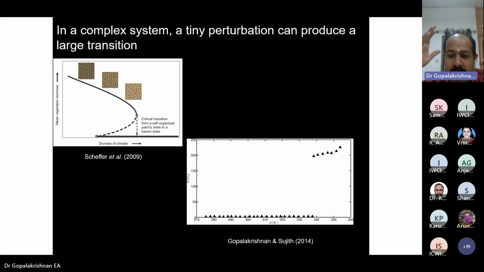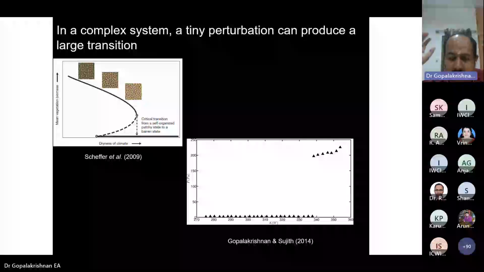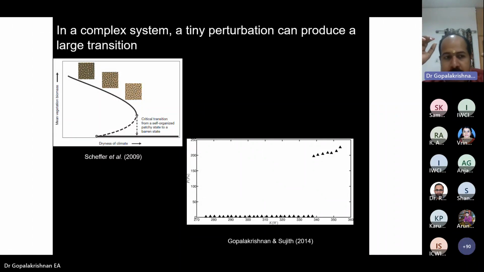From a very general perspective, it is a system in which some parameter is changing, and you are observing something in the system. Take the solid black line, the top line. You are changing a parameter, which in this case is the dryness of the climate. The y-axis is the observable, the quantity that you want to observe, which is the mean vegetation.